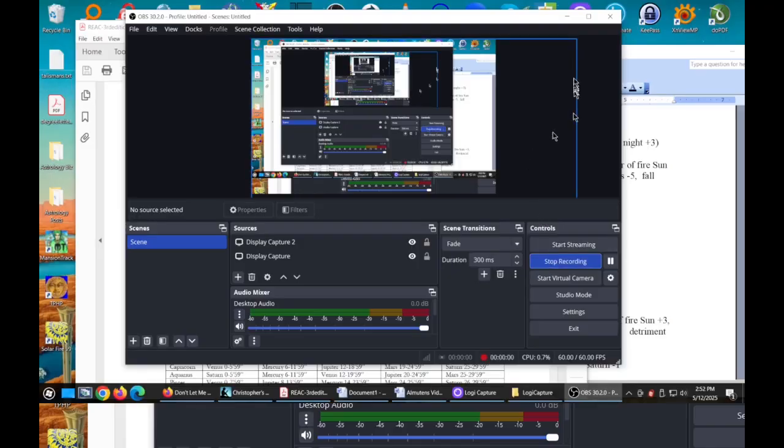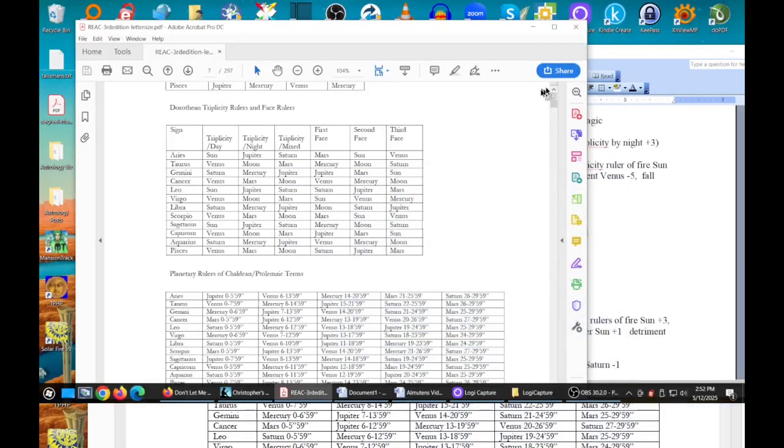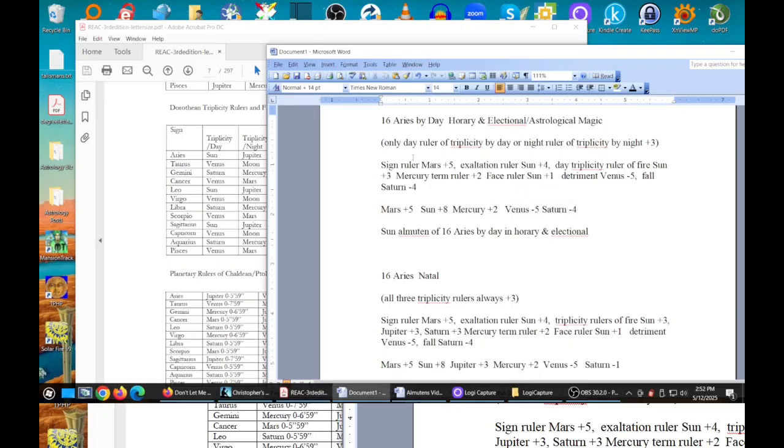So let me just go ahead and walk through showing you how to do this. What we're going to do here is figure out the house almutens for a house. It could be any house. Let's say it's the third house, and 16 Aries is on the cusp of the third house. In other words, 16 Aries is the first degree of that house. So you can see this up here.